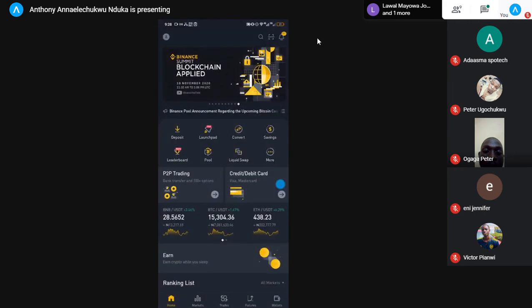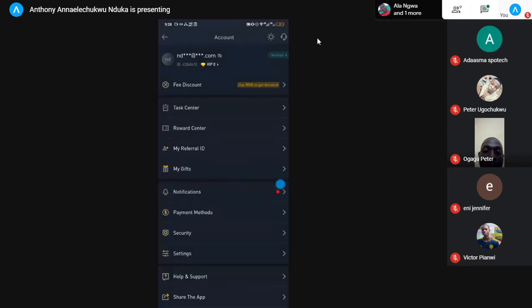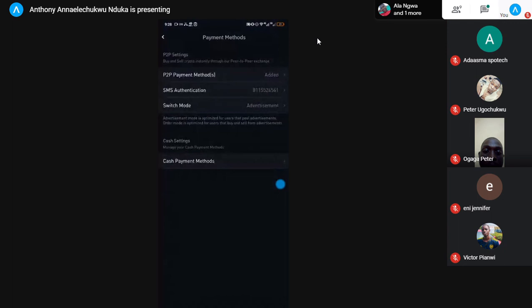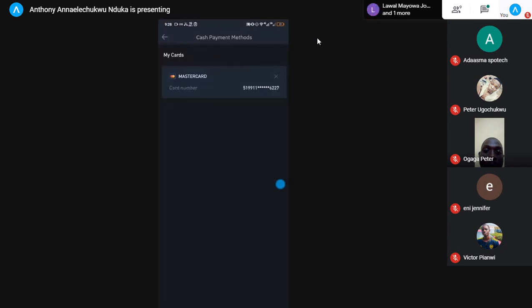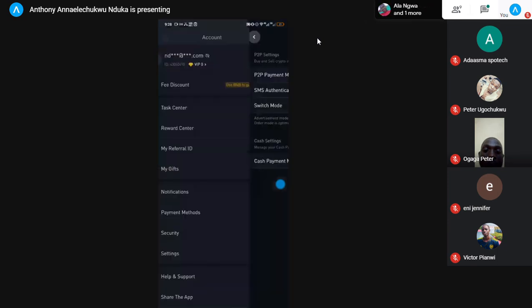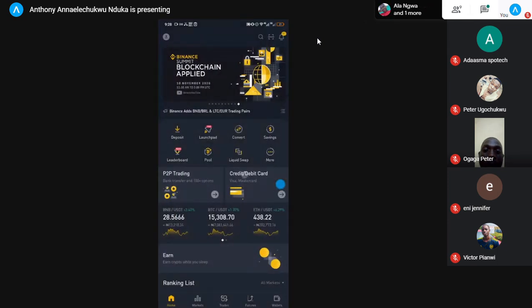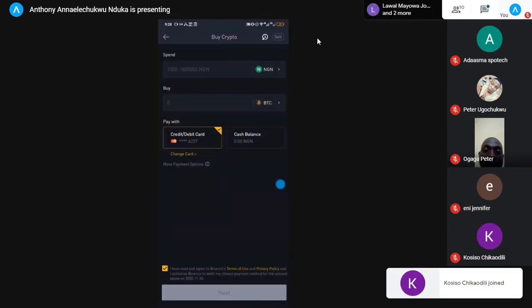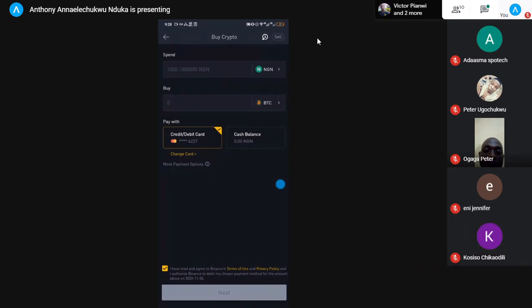Let's go to this dashboard, go to payment method, and select your card payment method. Here, you must have ensured that you have added your card before you go to the transaction. But if you have not added your card, once you click on this, it will still take you where you can also add your card. If you look here, it says change card. But if you have not added your card, you can still click on it and add your card.